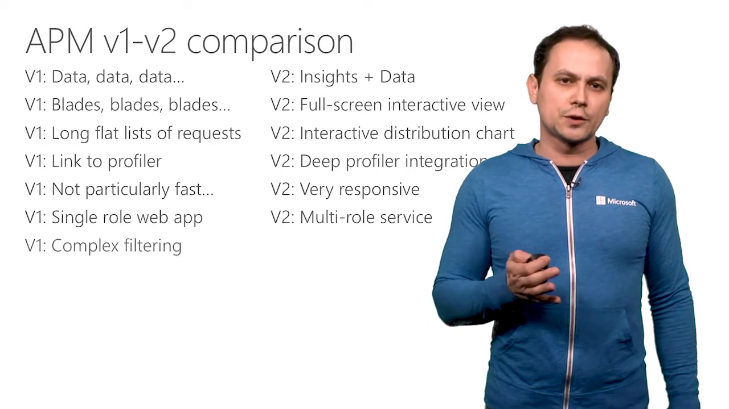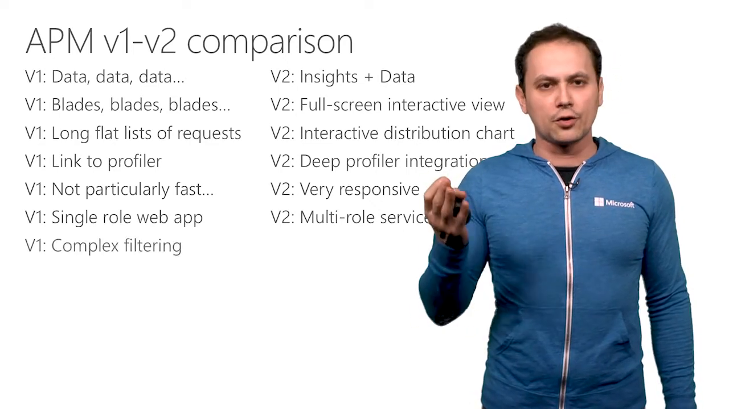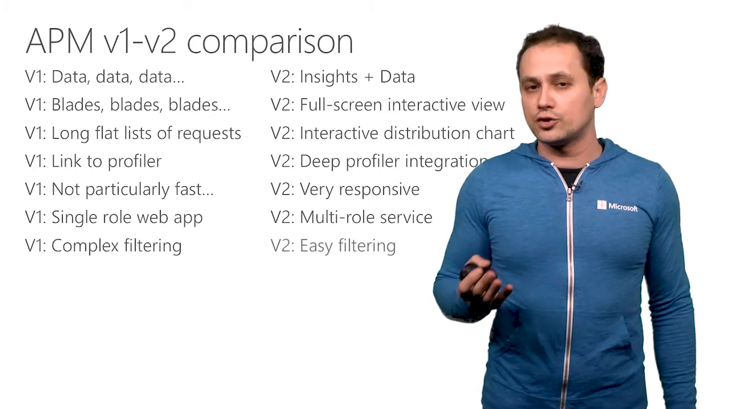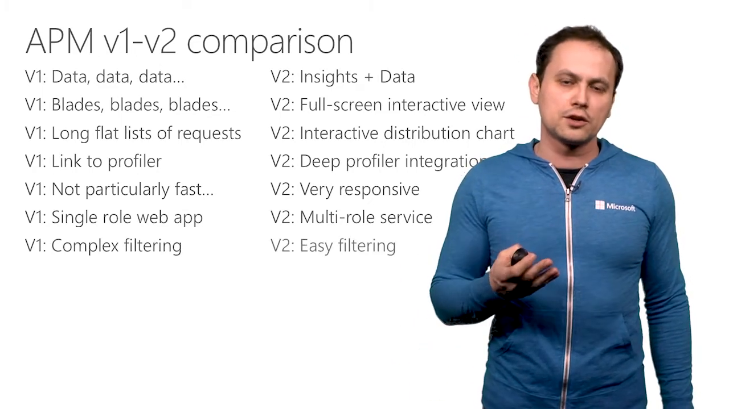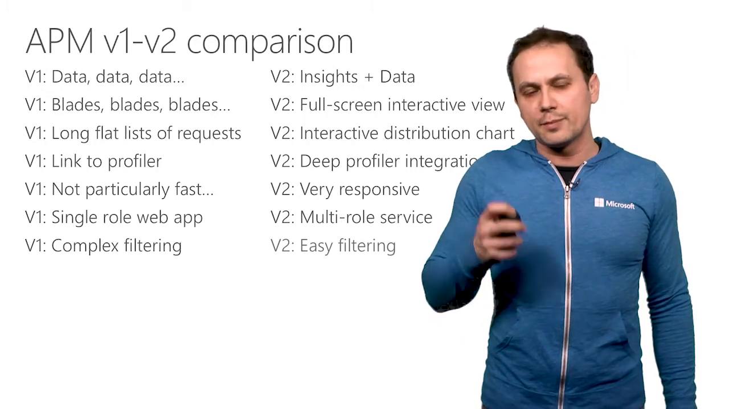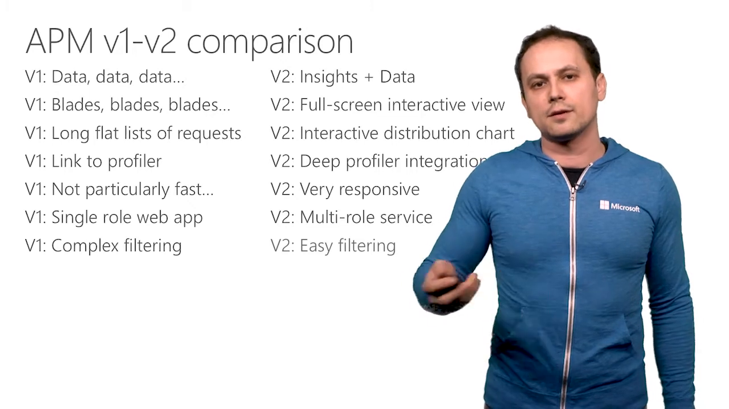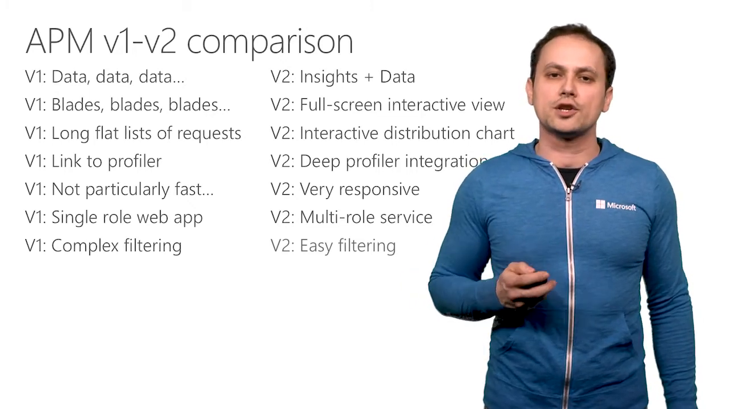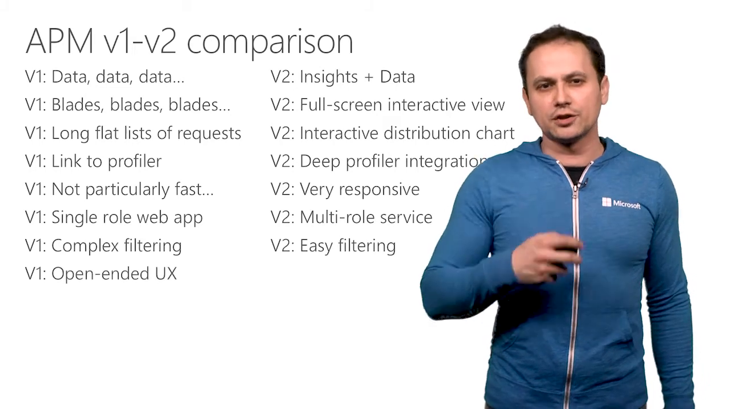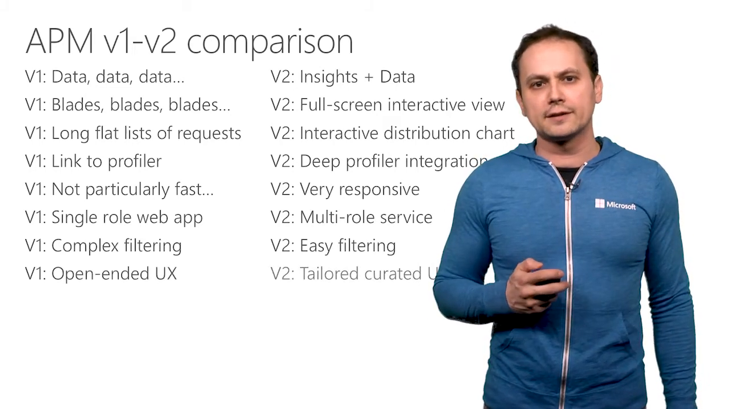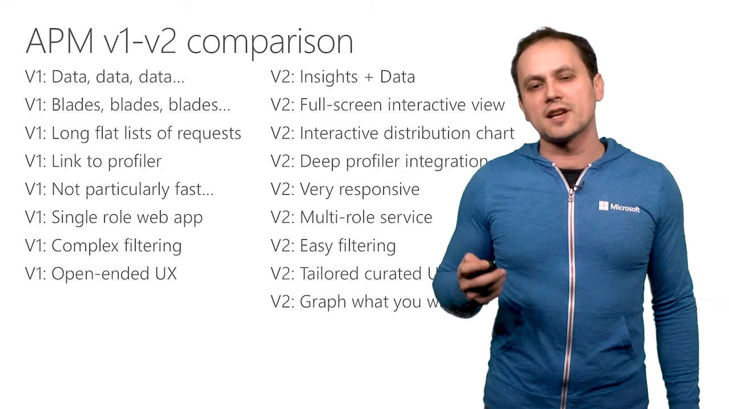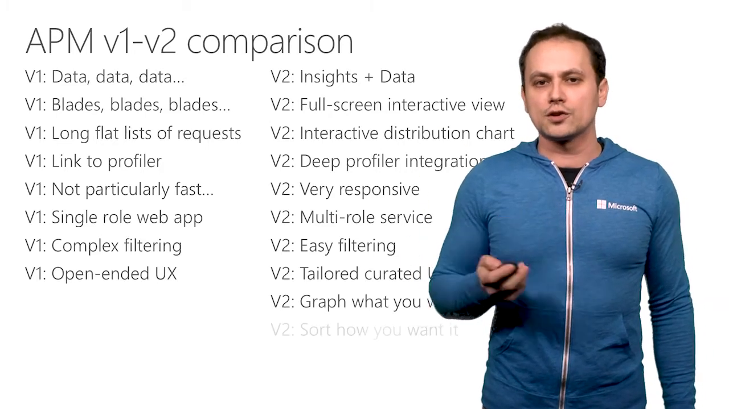We also had complex filtering because of the open-endedness, and you can filter on anything you want. And now the filtering has been much simplified. You still get all the previous filtering. If you really need to, just go to metric exploration and the analytics. But for the typical triage experience, the 95% workflow, it is now much easier to get through the filtering. Like I mentioned, it was open-ended and now it's tailored and curated. You can now pick any specific operation or operations and contrast them side by side through pinning. You can sort however you want.